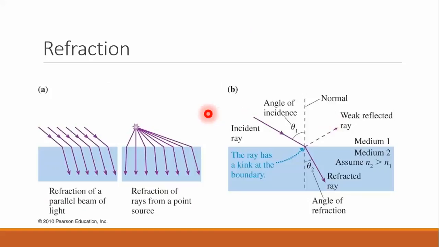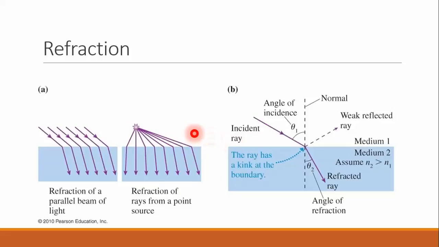We're going to talk about what happens in terms of angles when light hits different surfaces. You can see in this picture we have light all traveling at the same angle. These are parallel beams of light, and they refract at the same angle once they hit the new medium. But oftentimes the light's going to come from a point source, and in that case it hits the surface at different angles and then refracts at different angles.